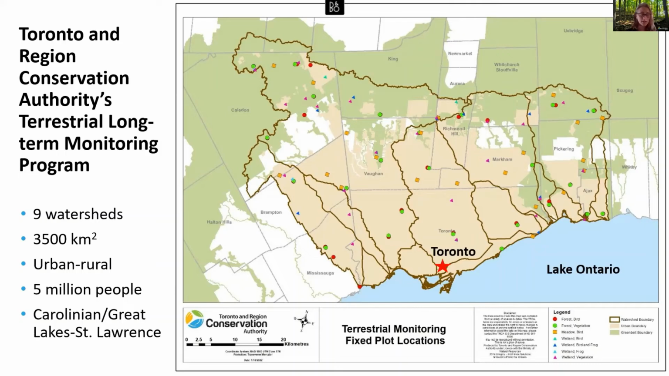Forests represent those of the Great Lakes St. Lawrence region, which most of you are familiar with, a mix of deciduous and coniferous species. TRCA's terrestrial long-term monitoring program was established in 2008 to track regional changes in terrestrial ecosystems, including forests, related to natural heritage system objectives. And there are 24 forest vegetation plots and 29 forest bird monitoring stations across the jurisdiction, spanning this urban to rural gradient.